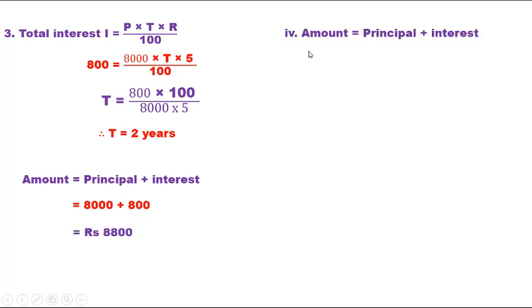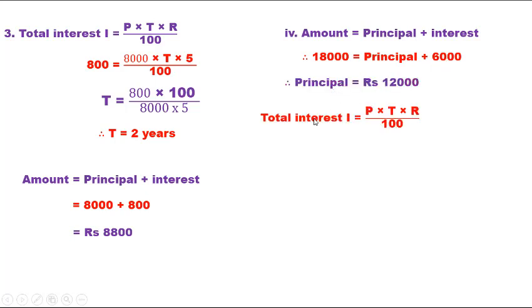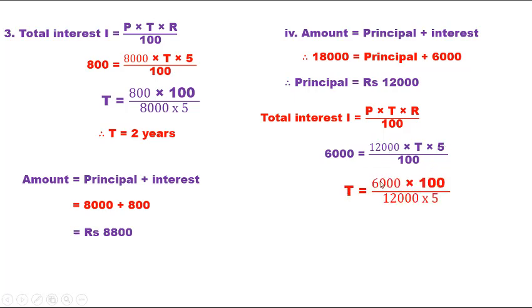Fourth one, amount is equal to principal plus interest. 18,000 is equal to principal plus 6,000. Principal is equal to 12,000. Total interest is equal to P into T into R divided by 100, so 6000 is equal to 12,000 into T into 5 divided by 100. Therefore, T is equal to 6000 into 100 divided by 12,000 into 5. Therefore, T is equal to 10 years.